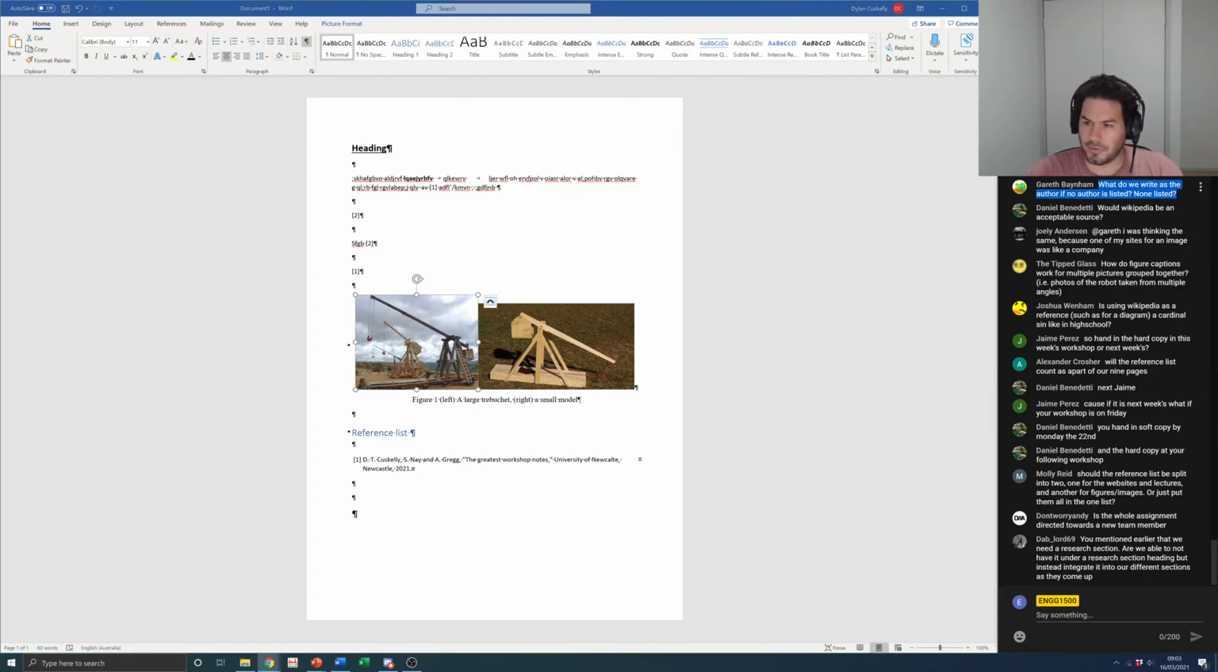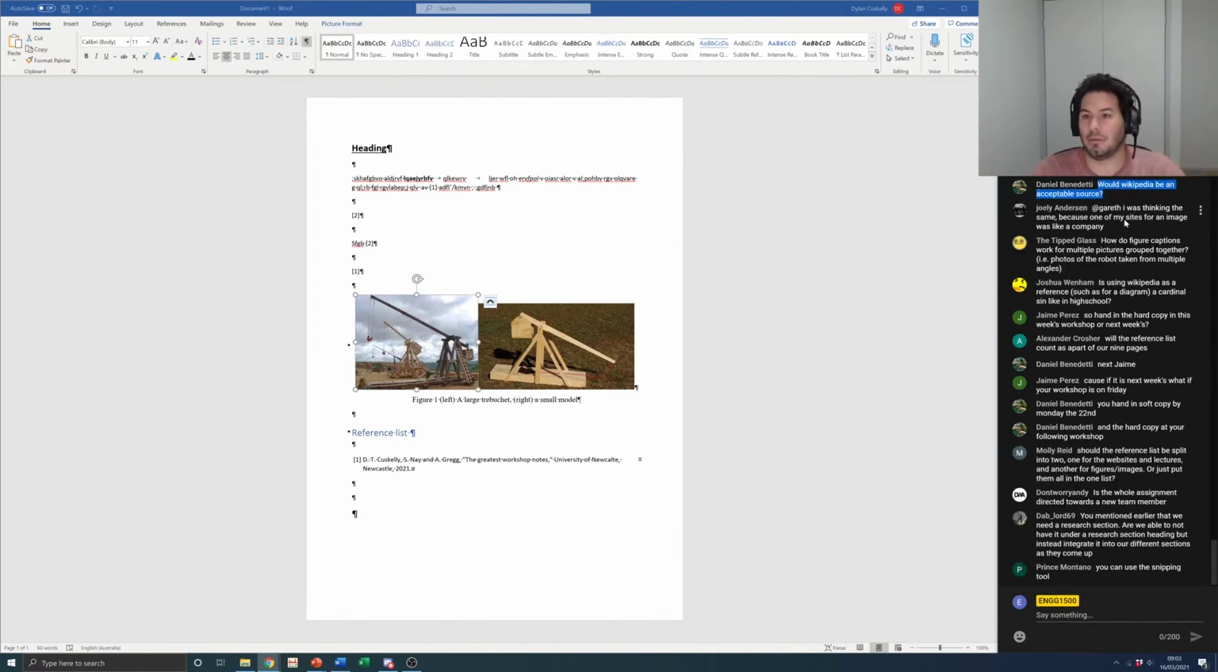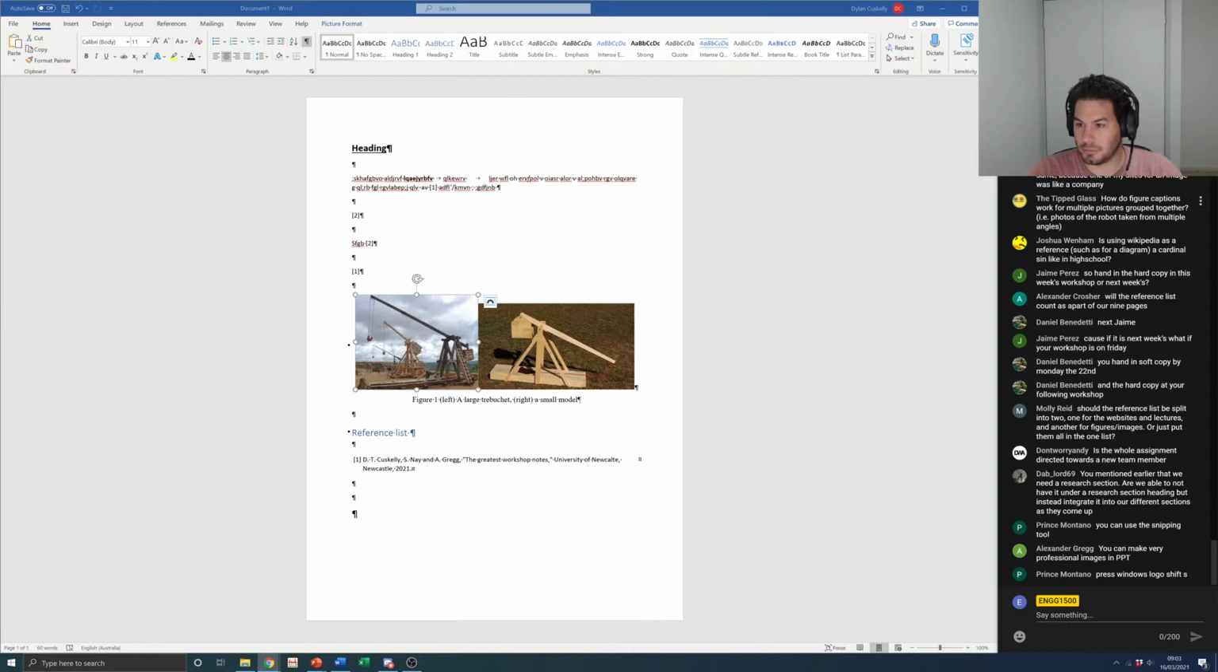What do we write as the author if no author is listed? Write nothing. Just leave it blank. Would Wikipedia be an acceptable source? Yeah, I will count 2 of your references from Wikipedia. How to do figure captions for multiple pictures grouped together. So, for multiple pictures grouped together, make a single image in PowerPoint and then just right click and insert one caption with multiple parts.